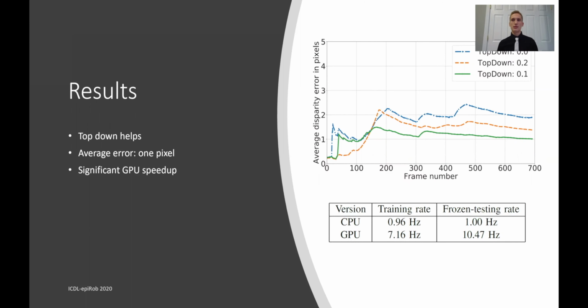The graph shows the incrementally calculated average at any given test frame. It shows that top-down 0.1 did the best and top-down 0 did the worst, with an average approaching 2 pixels. We ran the experiment with the GPU version, and we achieved the exact same results, but obtained a significant speedup. The DN was able to update about 10 times per second while testing the GPU version, and it was only able to update 1 time per second while testing the CPU version.